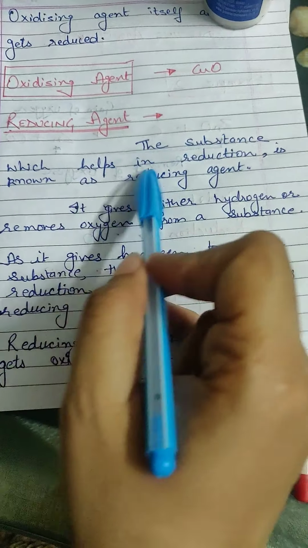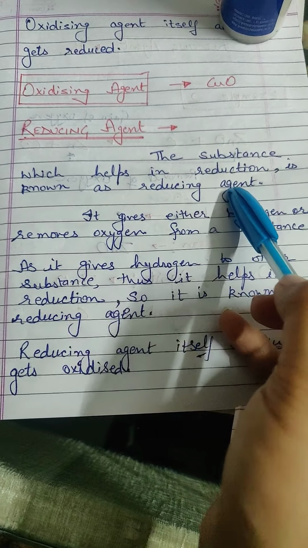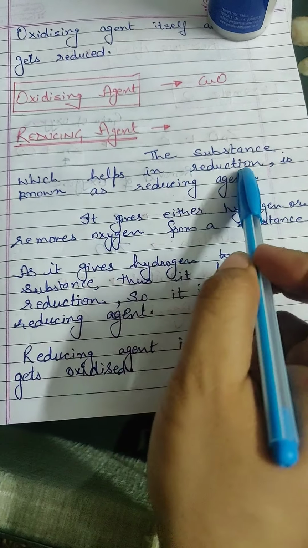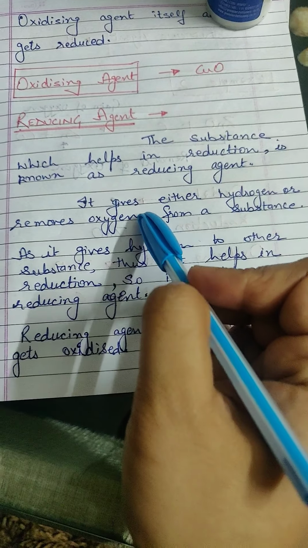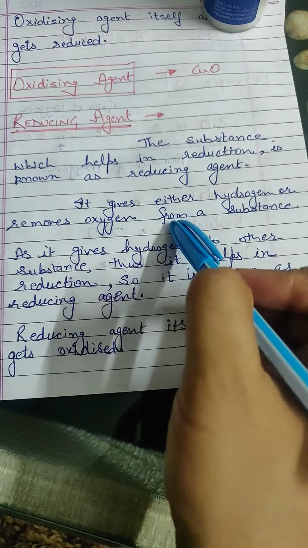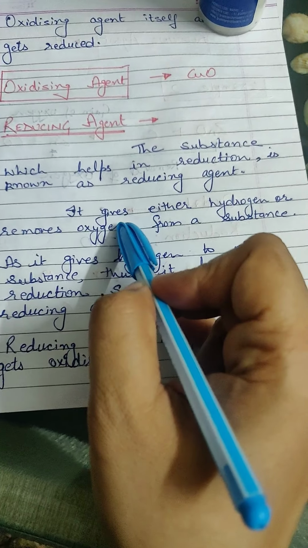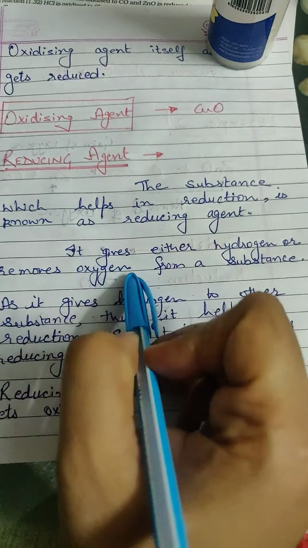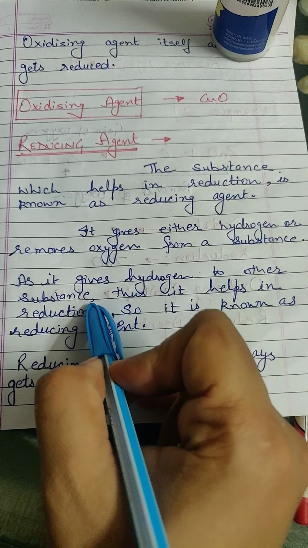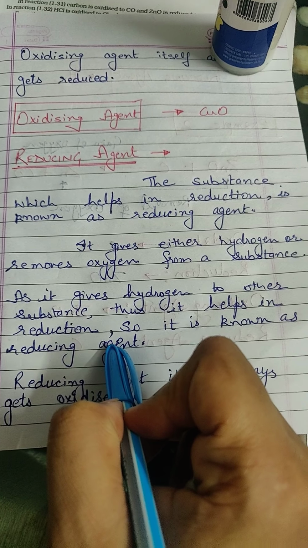The substance which helps in reduction is known as reducing agent. The substance which helps in oxidation is simply oxidizing agent, and the substance which helps in reduction is reducing agent. It gives either hydrogen or it removes oxygen from a substance. This is the role of an oxidizing agent. As it gives hydrogen to another substance, it helps in reduction.